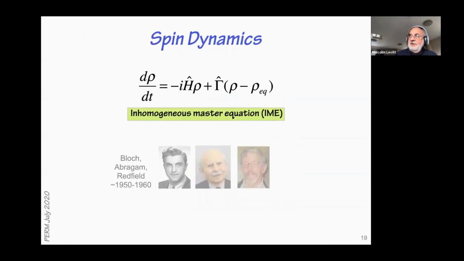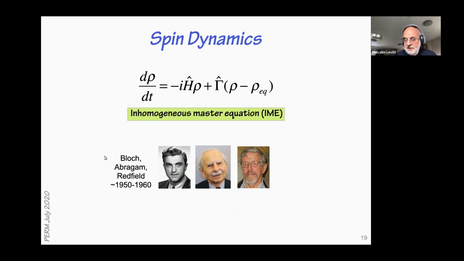So now let's look briefly at how the point, so a point in the space represents a spin state, essentially. And now those points move according to the spin dynamics. So the equation of motion is called the master equation. And the one which is most commonly used in NMR theory is called the inhomogeneous master equation. And it comes from the 1950s and 1960s by these luminaries of the field, Bloch, Abraham, and Redfield, and probably several others contributed as well.